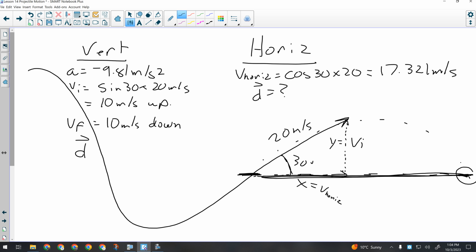In this situation, what is my vertical displacement? Think about that bottle I threw up in the air. It came back down to my hand. 0. The total vertical displacement in this question is 0. It returned to the same height it departed from. Therefore, its initial position and final position vertically are the same.